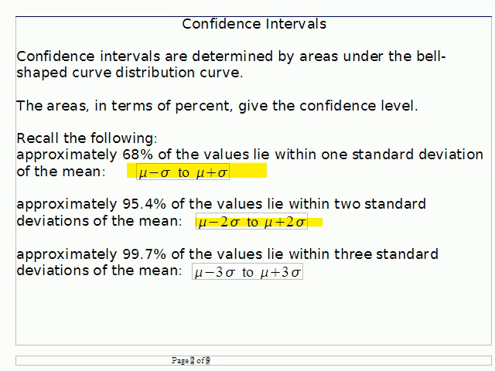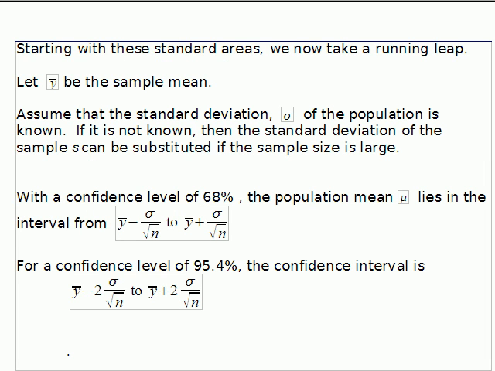If you go plus and minus 2 standard deviations, that area is 95.4% of all the area under the bell-shaped curve, and same with 3 standard deviations is 99.7%. So remember, as you move out from the mean, the percentage of the area that's underneath that curve increases. So now with that in mind, we're going to move to the confidence intervals.